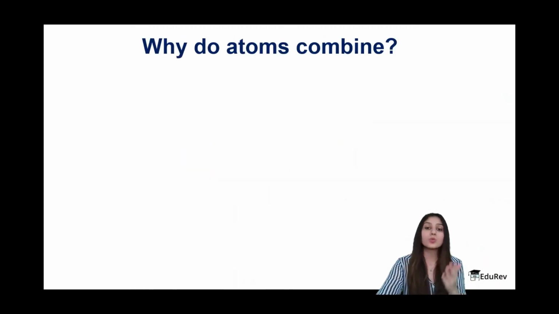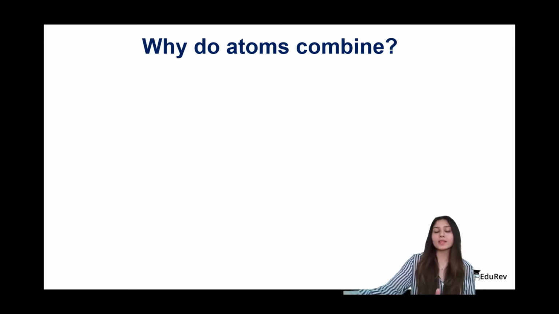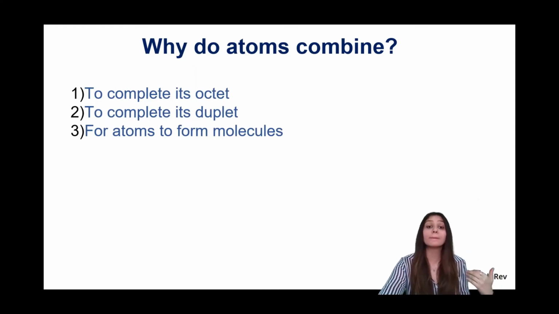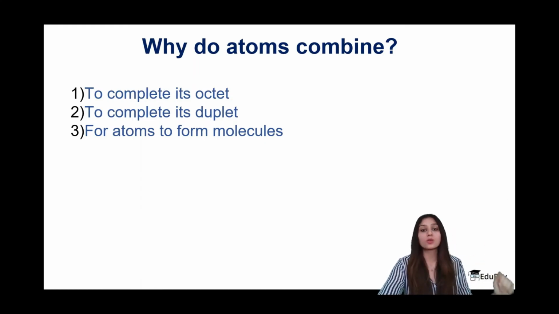The second most inevitable question according to me is, why do atoms even combine? So we know how atoms combine to form molecules, and that is okay, but why are they even doing that? Why can't they just stay like they are? So if you ask this question to a pool of people, this is what you will get. The first one is to complete its octet, which means 8 electrons in its outermost shell. The second one is to complete its duplet, which is 2 electrons in the outermost shell, and the third one is for atoms to become molecules. Well, all this is not wrong. All this is true. But it's not the reason why atoms combine.